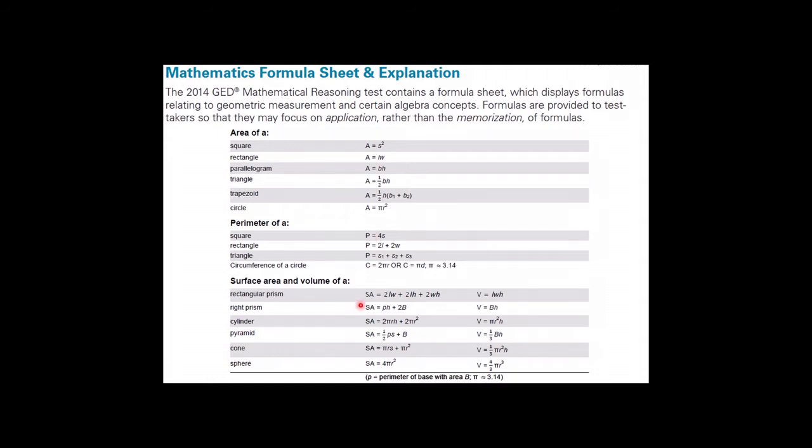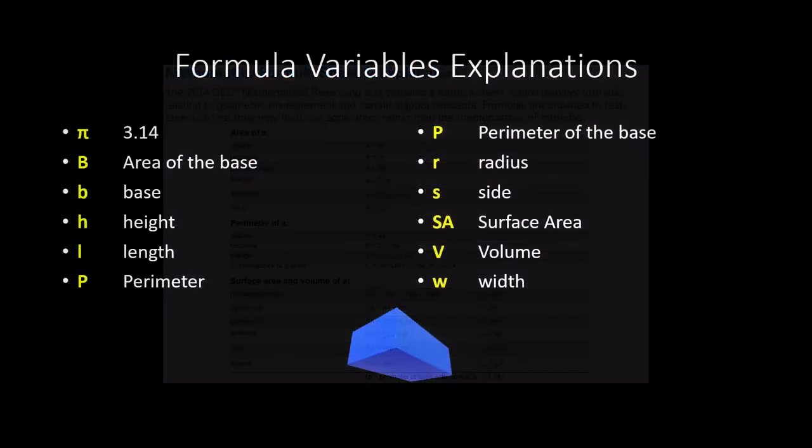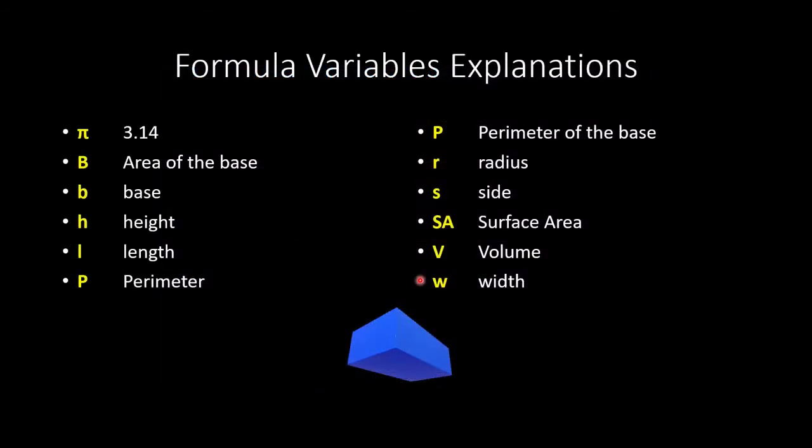However, we need to be able to recognize what formula we need for what operation, and we need to know what values we have to substitute for these variables. Let me go ahead and explain very quickly what some of the variables on that formula explanation sheet mean. For example, we know how much pi is. Pi is equal to 3.14.